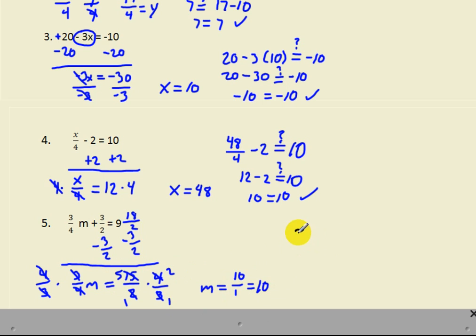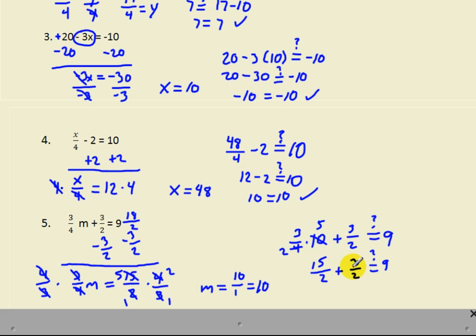Then let's check that. So we have 3/4 times 10 plus 3/2, and we want to make sure that that's equal to 9. So again, we can do some canceling here because 4 and 10 are both even. 2 goes into 4 2 times. 2 goes into 10 5 times. So we have 3 times 5 is 15 over 2 plus 3 over 2. And we're hoping that equals 9.